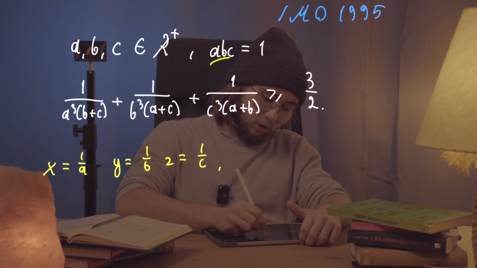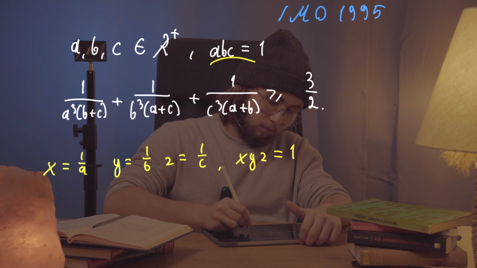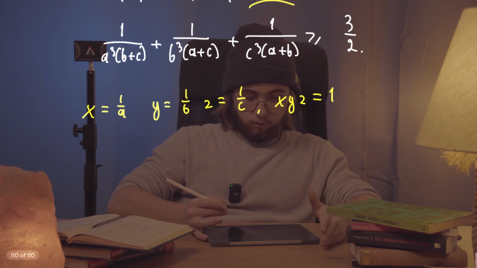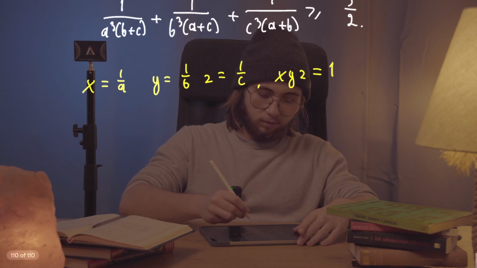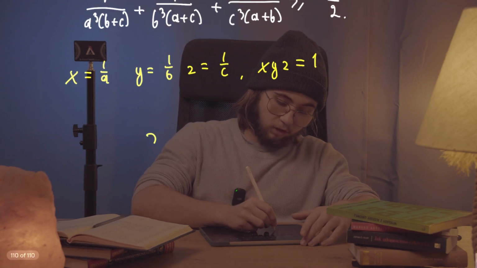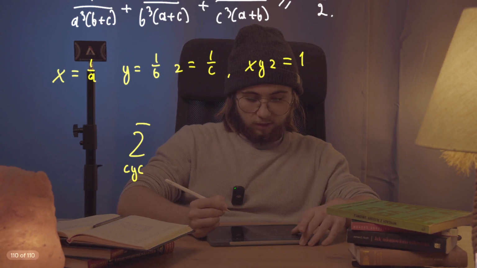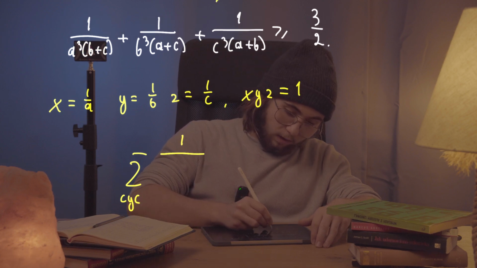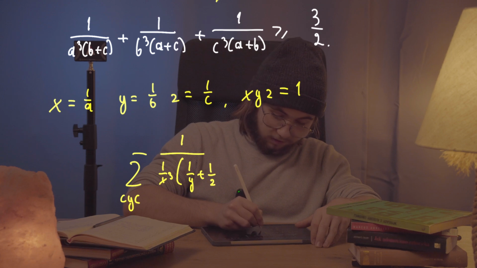Well, this condition a, b, times c is equal to 1 implies that x times y times z also will be equal to 1, and so let's just go on and plug this into our beautiful inequality. So first of all, I would like to rewrite this entire sum of fractions in terms of the cyclic sum notation. Again, if you're not familiar with it, then just check out a video of mine on notation. So that's gonna be the cyclic sum of 1 over, and now 1 over x cubed multiplied by 1 over y plus 1 over z.